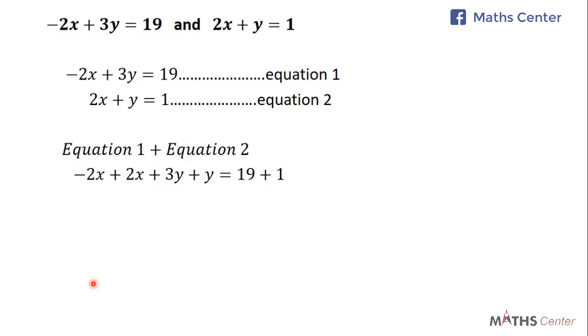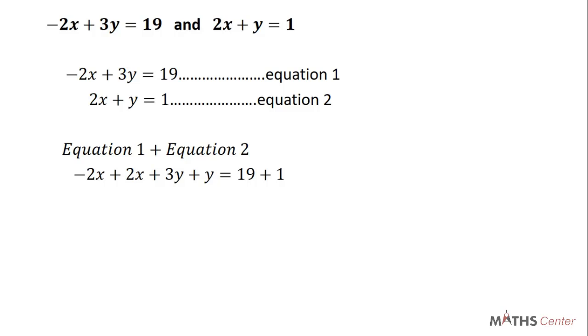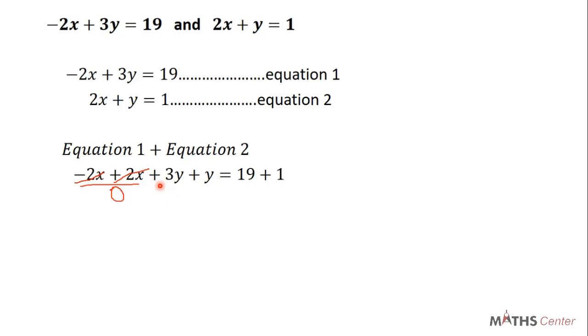So you can see clearly from here that, as we saw previously, minus 2x and plus 2x will cancel each other out. So this whole thing will become 0. So it's gone. We have eliminated x, or we have cancelled out x. That is the main aim of the elimination method, to cancel out one of the variables. And that is what we have done. So we have achieved our goal because that is gone.